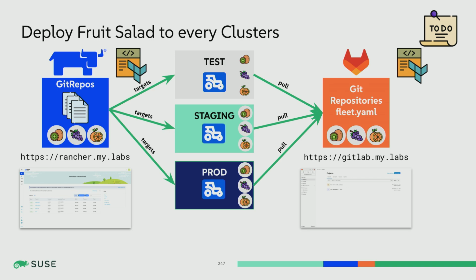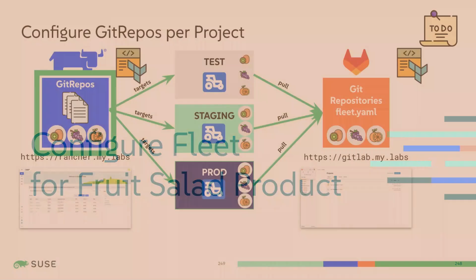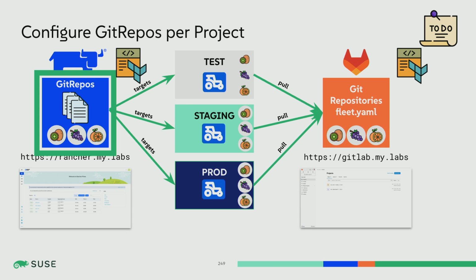To do so, we'll deploy all the fruit salad on every cluster. So we will first configure Fleet for this. To configure Fleet, we need a Git repo object. This Git repo will target all the downstream clusters and all the projects, and it will fetch or pull the Git configuration managed by the fleet.yaml configuration file.